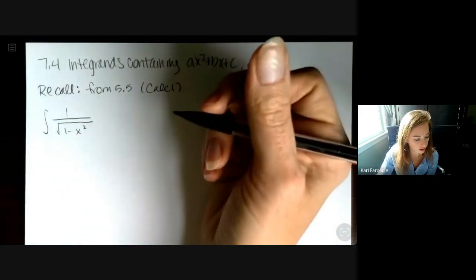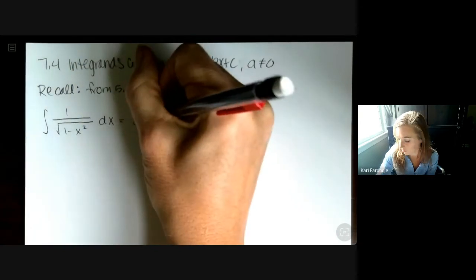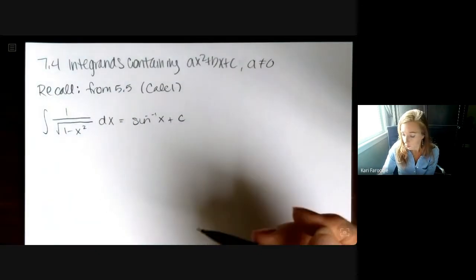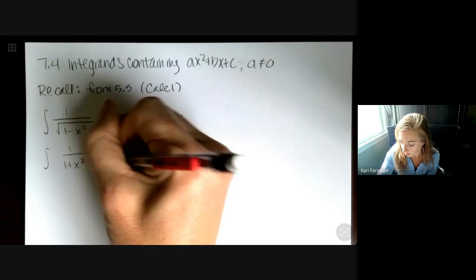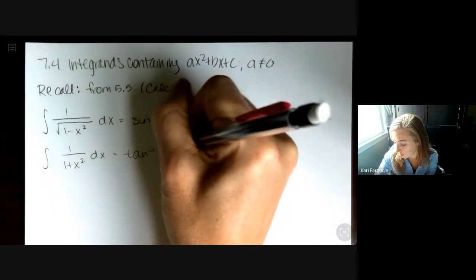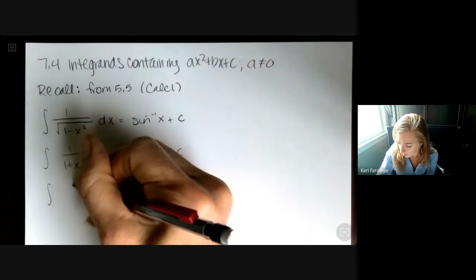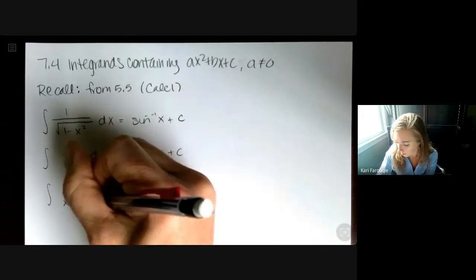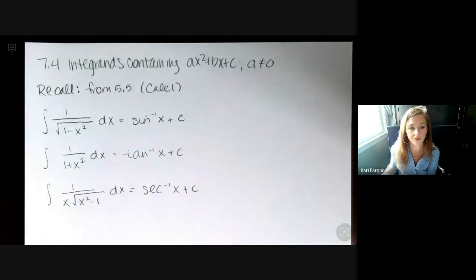You had the integral of 1 divided by the square root of 1 minus x squared dx, and that was the inverse sine of x plus c. We have 2 more of these formulas. One is for if we had just 1 plus x squared in the denominator, and this is the inverse tangent of x plus c. And then the last one we didn't use quite as often, but it's still available to us. This one has x in the denominator, and then we switch the order of subtraction. And this is the inverse secant of x plus c.